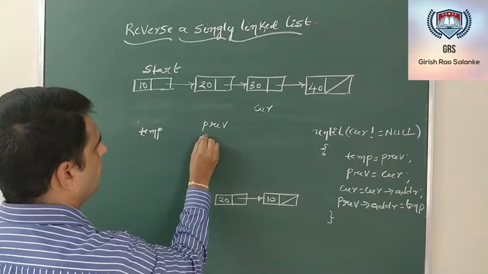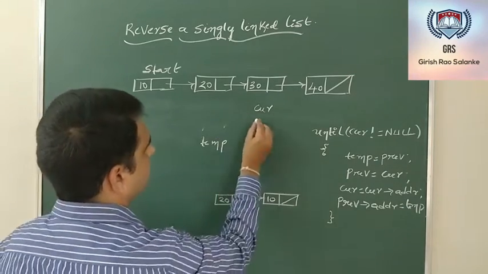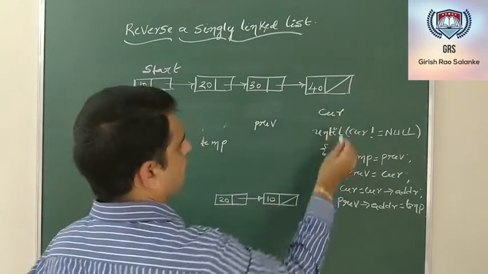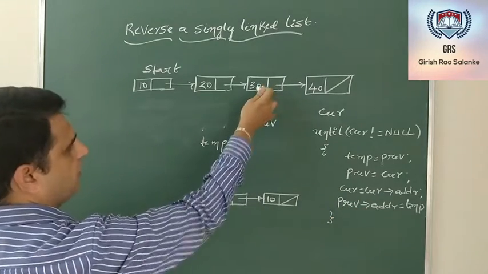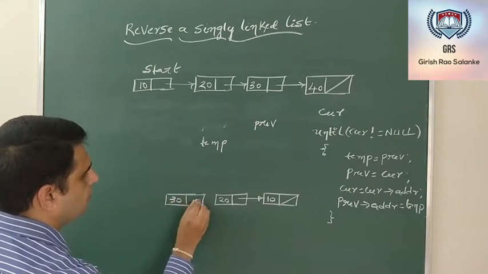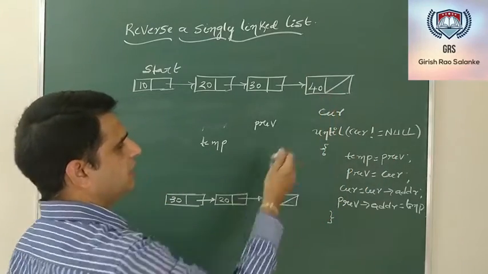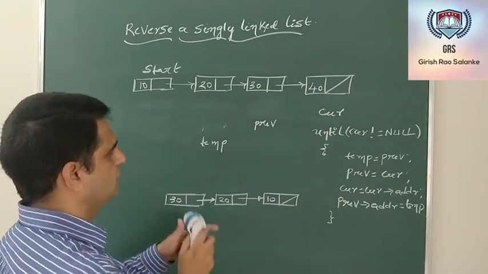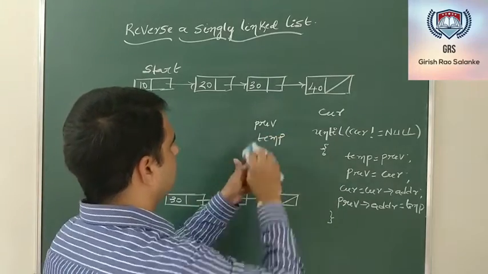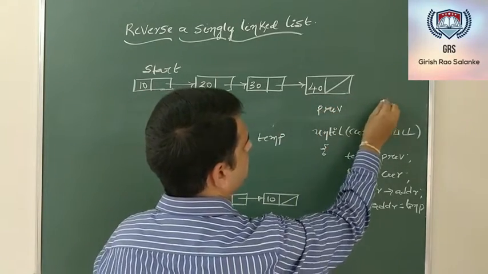Third iteration. Now call this as temp. Temp is changed. Now call this as previous, and call this as current. Now previous of address is equal to temp. This is my temp. This is 30. Now current not equal to null. Current is not equal to null because current is holding the address of the last node. Now this becomes temp. The next node, this node becomes previous, and this node becomes current.